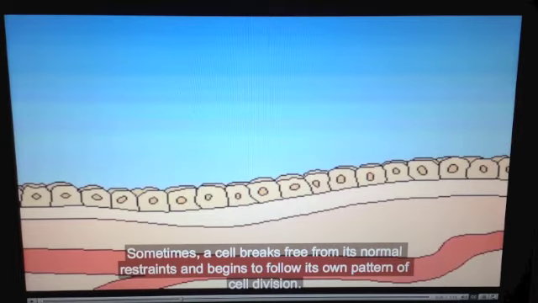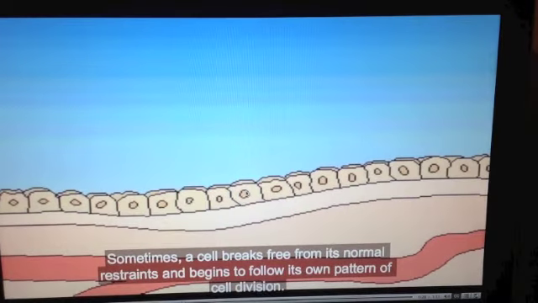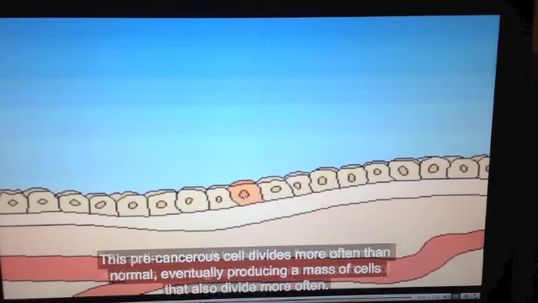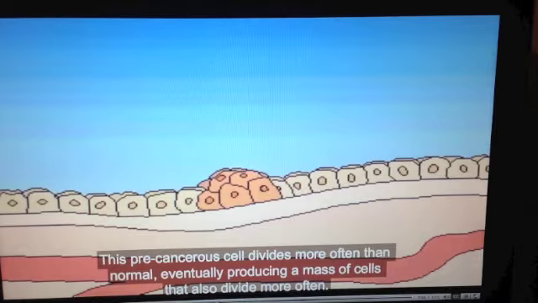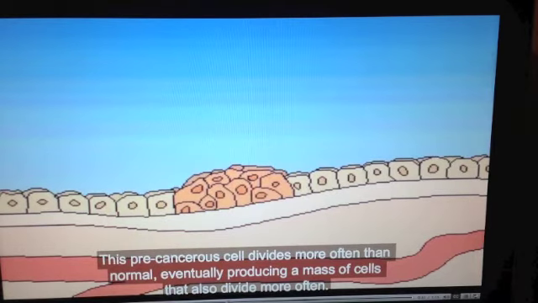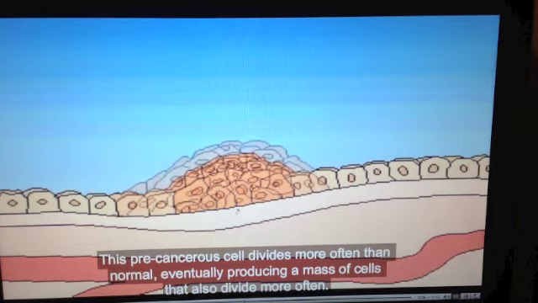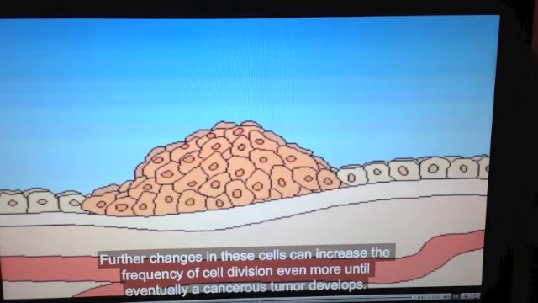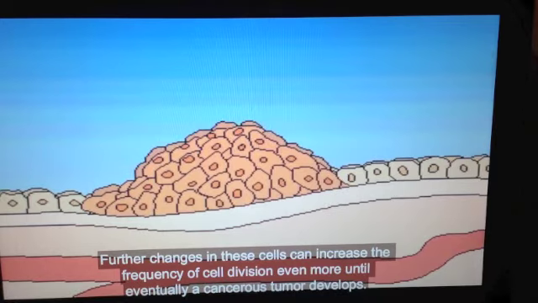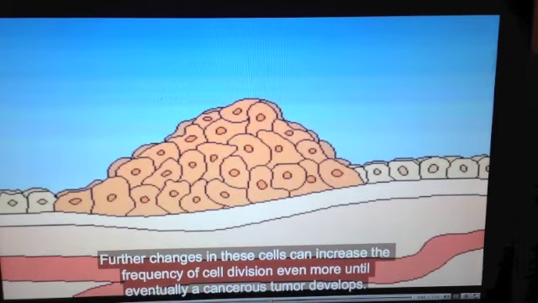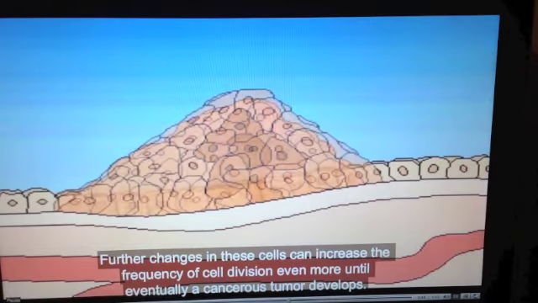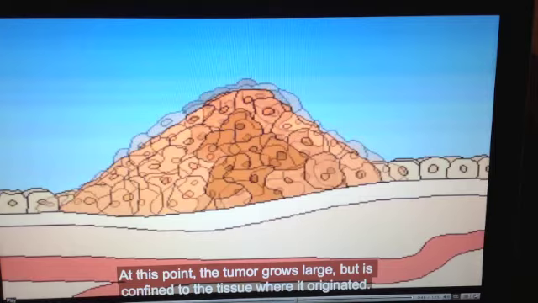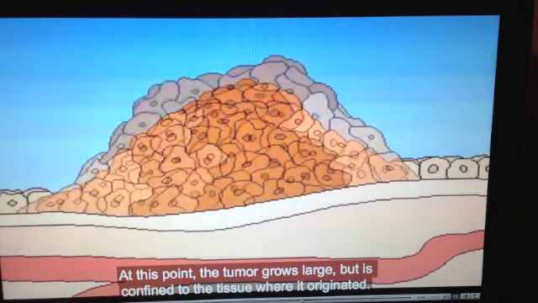A cell begins to follow its own pattern of cell division. This precancerous cell divides more often than normal, eventually producing a mass of cells that also divide more often. Further changes in these cells can increase the frequency of cell division even more until eventually a cancerous tumor develops. At this point, the tumor grows large, but it is confined to the tissue where it originated.